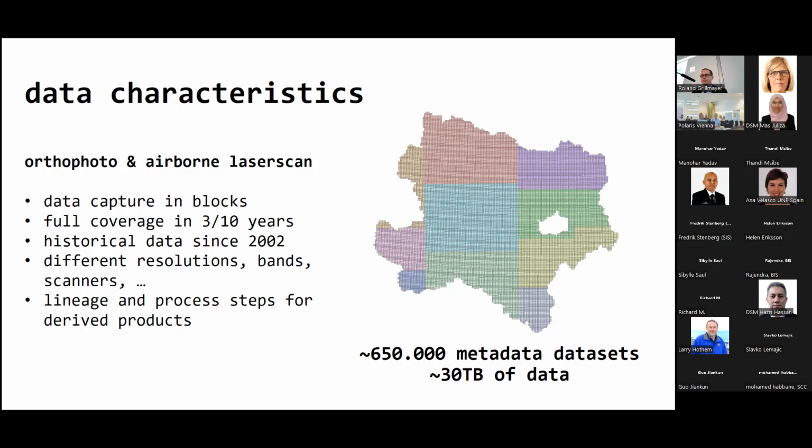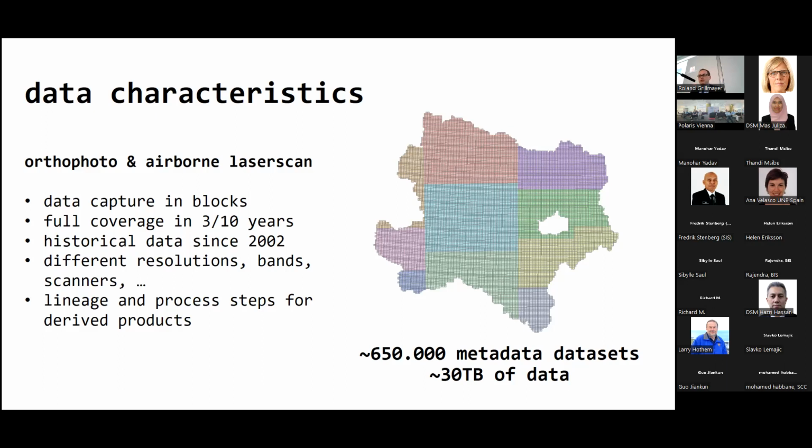Each block has potentially, over this time since 2002, different resolutions. We have different bands. In the beginning, we had RGB. Now we also have infrared, for example. It is flown with different scanners. So we have different lineages for each data product and for each block. And for the derived data, usually different process steps over time in how we created the data.